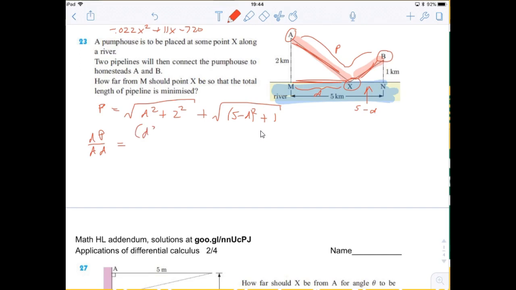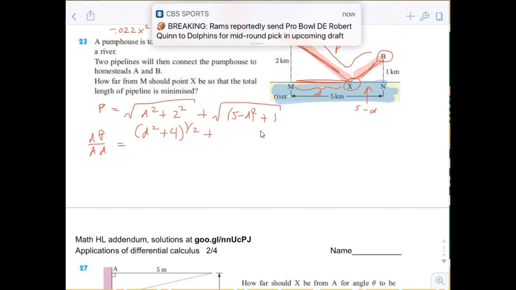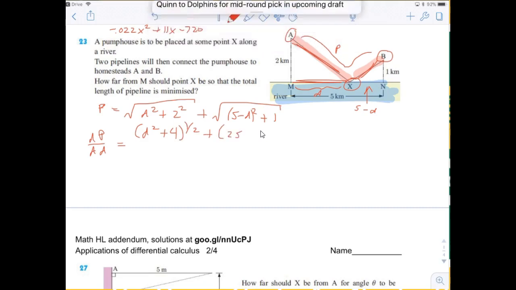And then first we'll simplify this a little bit. We'll have D squared plus 4 to the 1/2 plus, let's see, 25 minus 10D plus D squared plus 1 to the 1/2. Okay, and then we can combine 25 with 1 and get 26, right? And so now let's take the derivative of each one of the expressions.